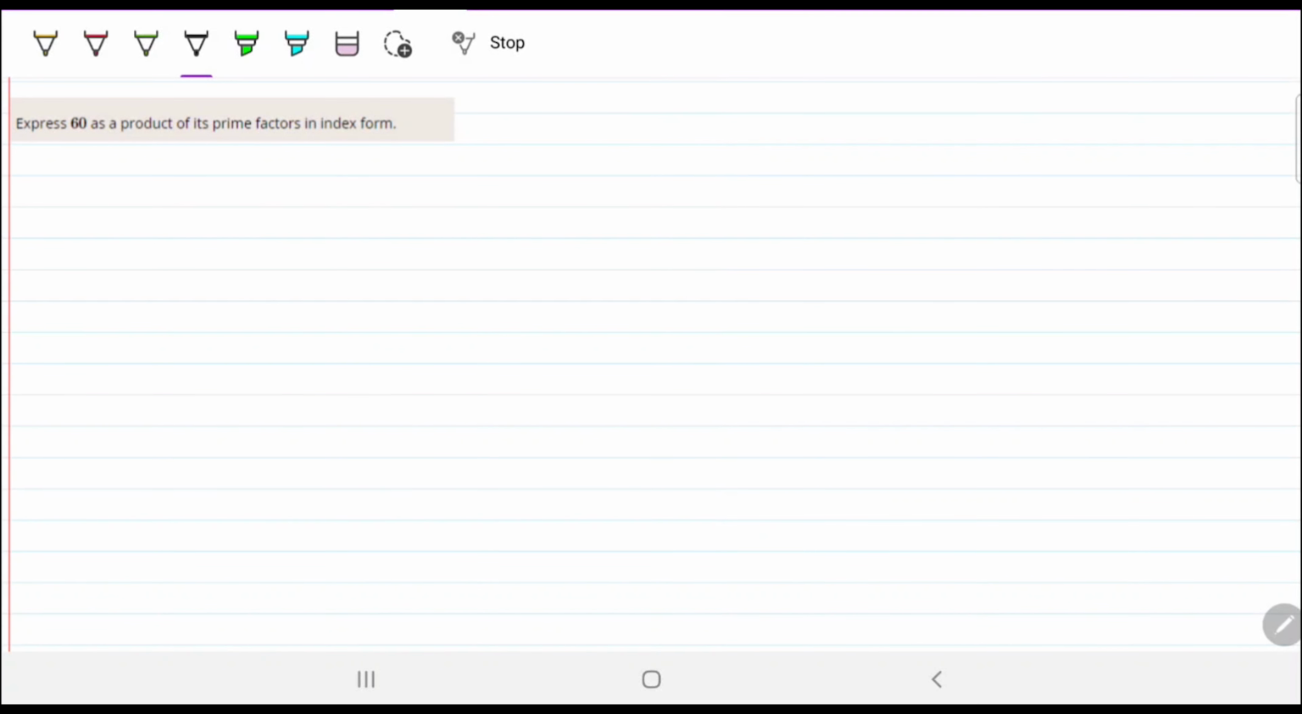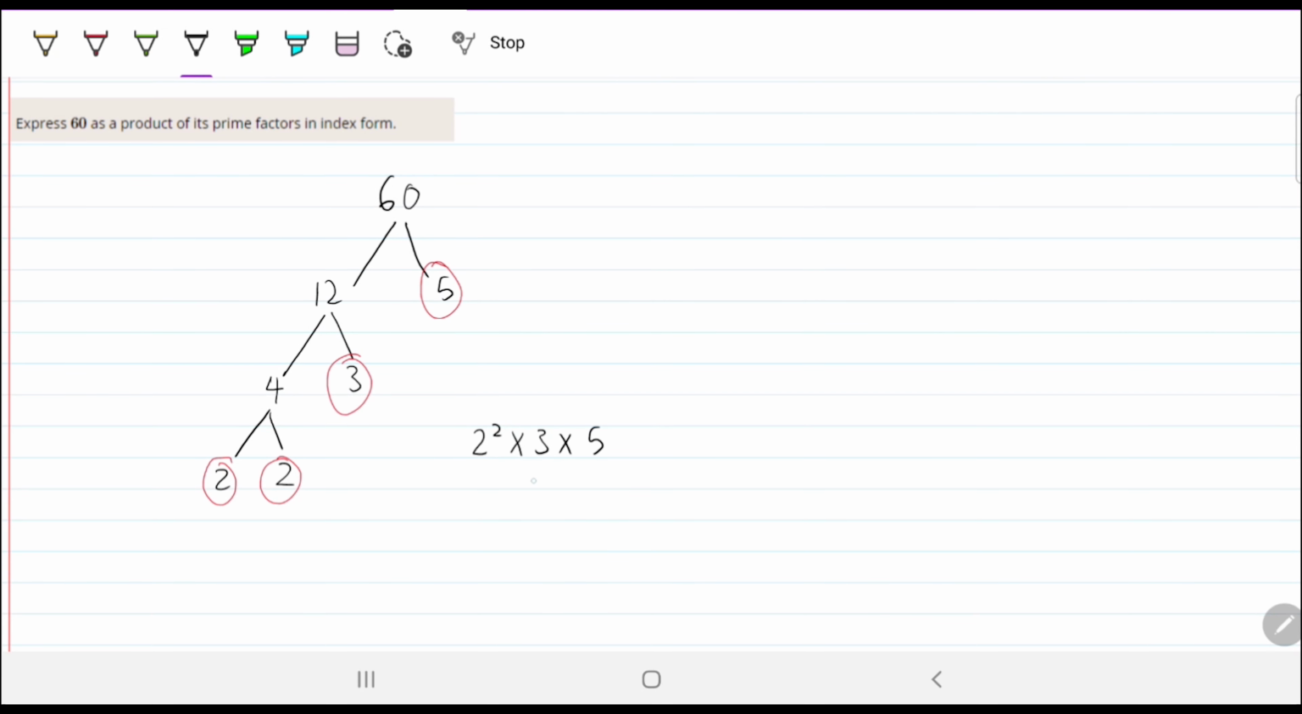Okay, so now we come to the final example. Express 60 as a product of its prime factors in index form. So we want to start with 60. You can break this down into 12 and 5. 12 we can break down into 4 and 3. 4 we can break down into 2 and 2. So now what we care about are the last numbers on the bottom of our tree here. So we are left with 2 2s, 1 3, and 1 5.